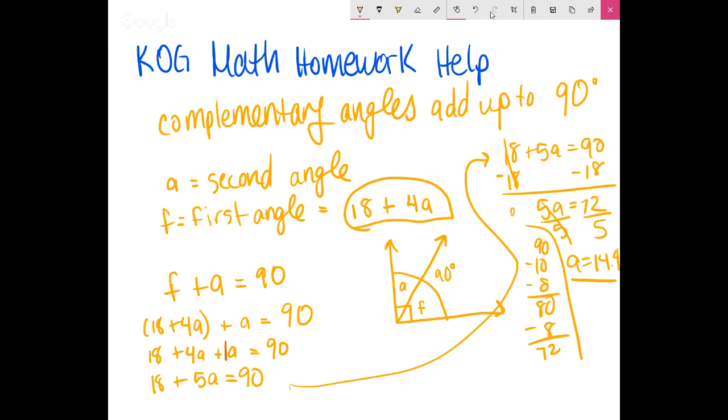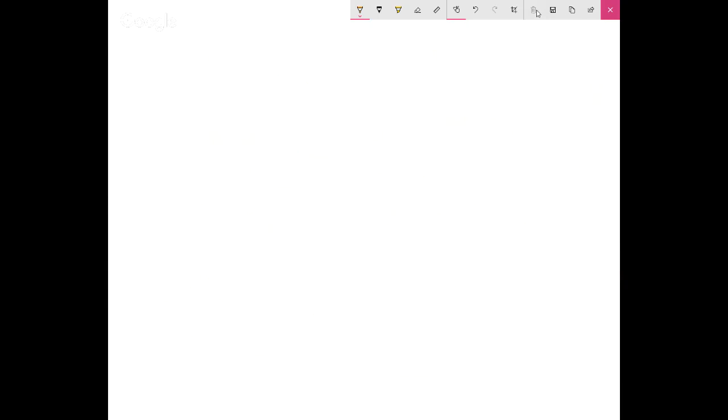Erase. All right, don't forget 18 plus 4A. Somebody type that in the comments real quick, 18 plus 4A, so I don't forget. That is what F is. You want to solve for F. And remember, I'm clearing this screen, okay? All right. 18 plus 4A, that's F. That's the first angle.